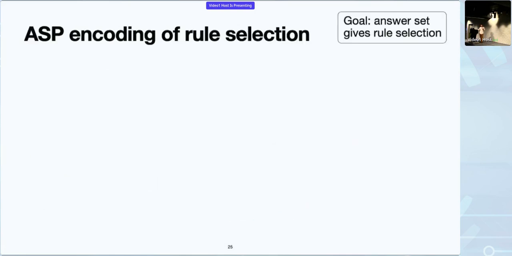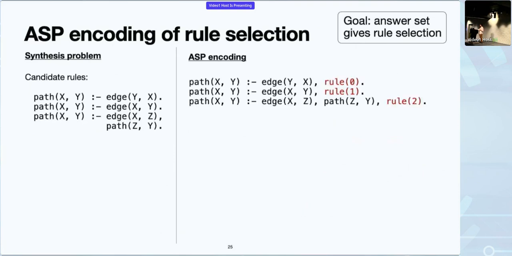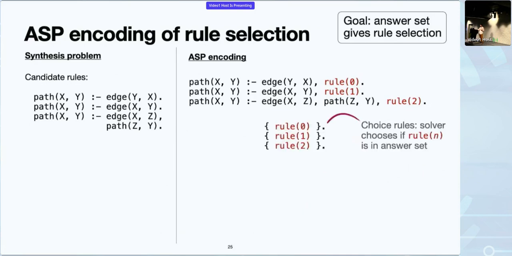So we'll show an ASP encoding of row selection. This encoding will give us the row selection, the model. So we can take our candidate rules and just encode them in a very straightforward way. We'll state them, tack on an atom identifying each rule. And then we'll also add these choice rules. So these are some syntactic sugar, but essentially it means the ASP solver is allowed to choose whether or not that atom is part of the answer set. So the ASP solver here is going to be very explicitly choosing which rules to include.